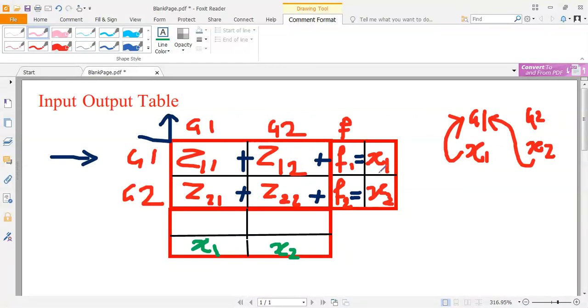What the analysts ensure is that this column should be equal to this row. So this x1 should be equal to x1, x2 should be equal to x2. Now, as I mentioned before, this direction is how the output of this sector is distributed in the economy.